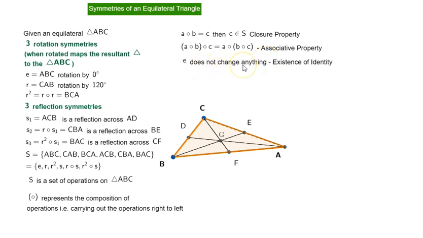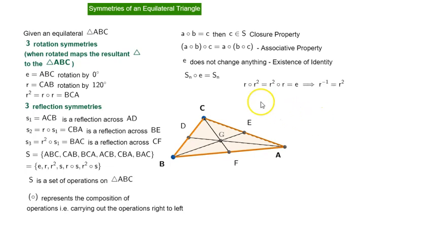E does not change anything. That means whatever be the symmetry on which we apply E, that is rotation by 0 degree, does not change the symmetry. It remains as it is. So that means E is the identity. So identity exists.